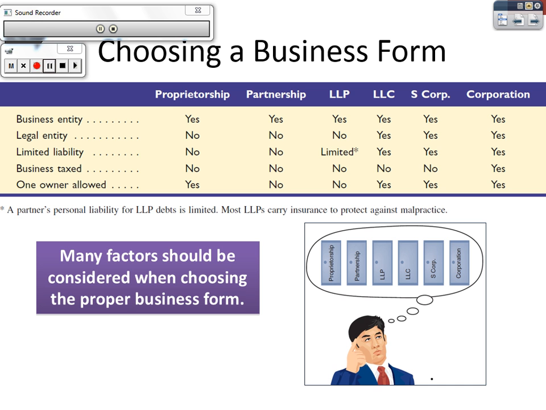One owner allowed for a proprietorship, yes, that's what proprietorship is all about. Partnership, no. LLP still a partnership, no. LLC, yes, I told you that a sole proprietor can be an LLC, right? S corp, yes, one person can own it because it doesn't matter. The stockholders make all the decisions for them. And then a corporation, yes, one person can own that. Many people can own it. Okay.